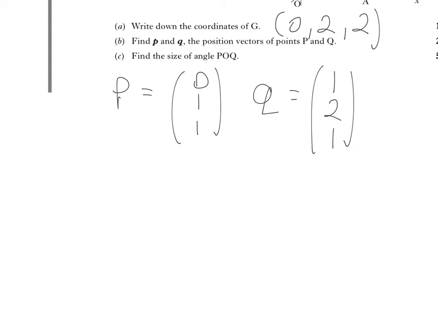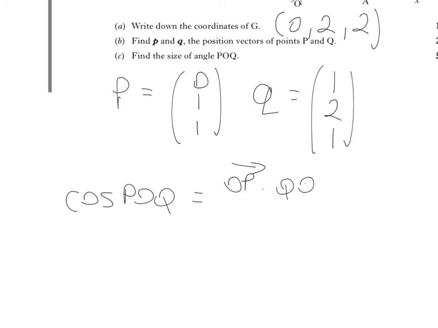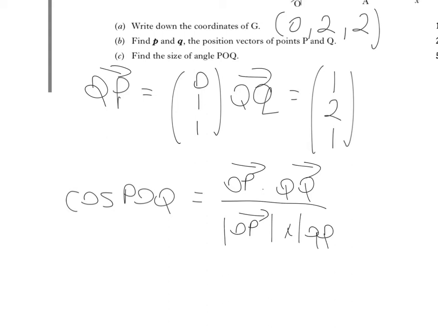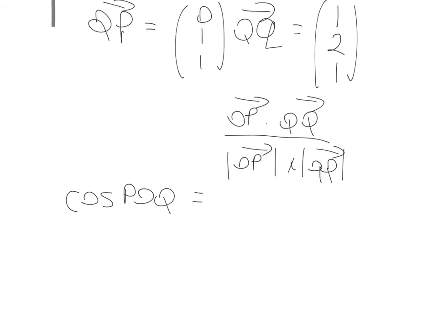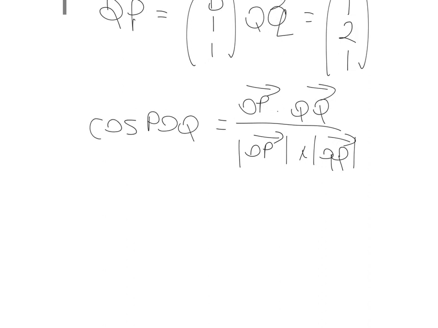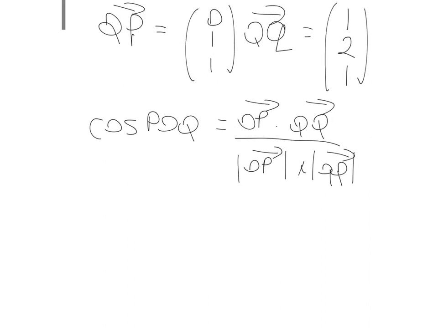Part C says find the size of the angle POQ, so cos POQ is going to be equal to OP dot OQ over the magnitude of OP times the magnitude of OQ. So for OP dot OQ, we'll do the scalar product. So 0 times 1 is 0, plus 1 times 2 is 2, plus 1 times 1, so that's 3.